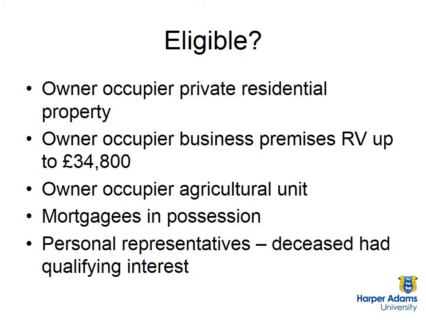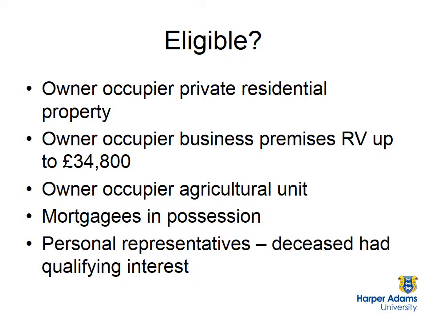So, would you be eligible under the exceptional hardship scheme for HS2? First of all, you need to be the owner-occupier of private residential property, the owner-occupier of business premises with a rateable value up to £34,800, or the owner-occupier of an agricultural unit. Pretty much exactly the same definitions as we've seen for statutory blight in the earlier presentation.